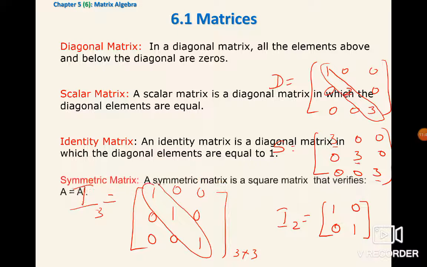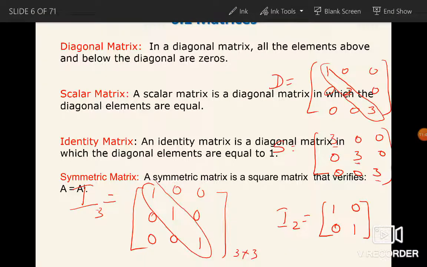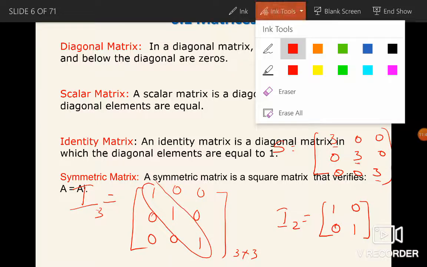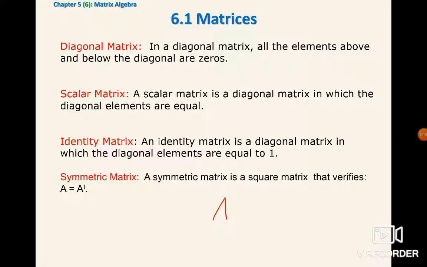Next, symmetric matrix. Symmetric matrix is a different concept. We need to know what the transpose of a matrix is. When I explain the transpose of a matrix, I will give an example. When you are given a matrix A, you find its transpose, and when the resultant matrix is equal to the original matrix, then we call the matrix a symmetric matrix.